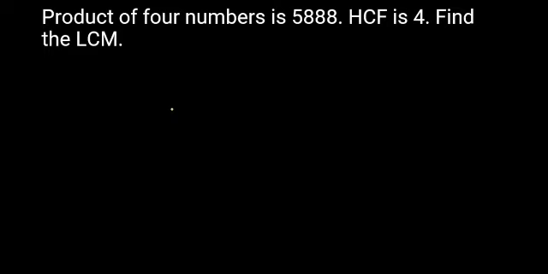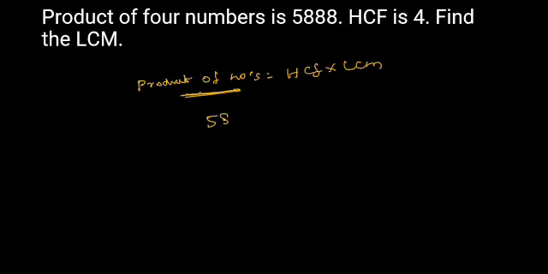So the product of 4 numbers is 588. HCF is 4. Now understand the equation here. The product of numbers should be equivalent to HCF into LCM. Now you know what the product of numbers is. The product of all the numbers here is actually 588.